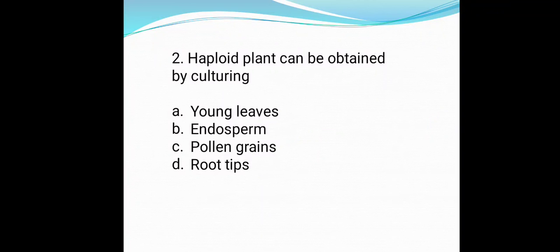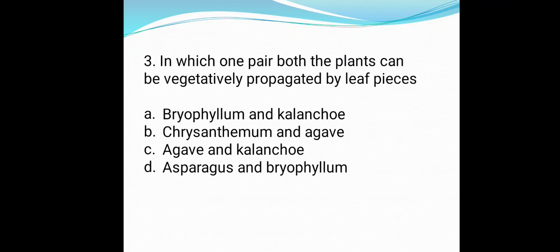Let us see the third question. In which one pair both the parents can be vegetatively propagated by leaf pieces? So the options are bryophyllum and kalanchoe, chrysanthemum and agave, agave and kalanchoe, asparagus and bryophyllum. So in bryophyllum and kalanchoe, the plants can vegetatively propagate while the leaves are still attached to the branch.